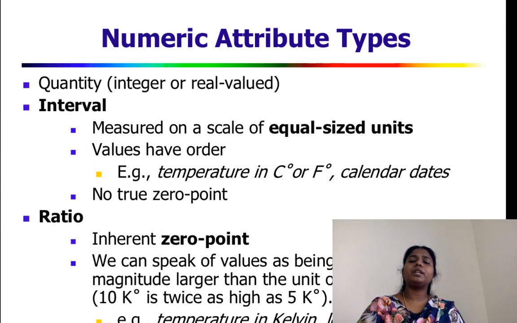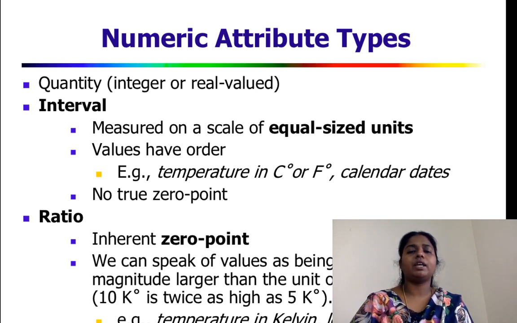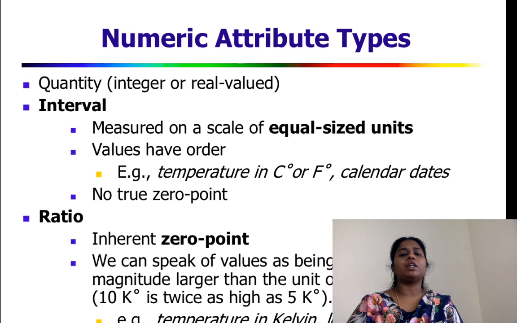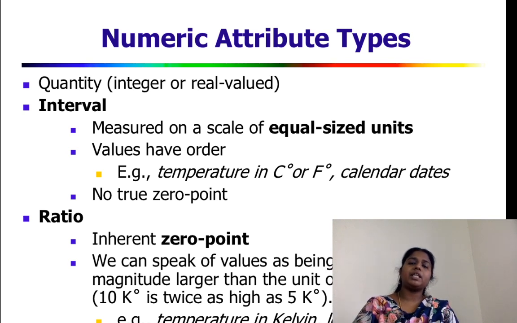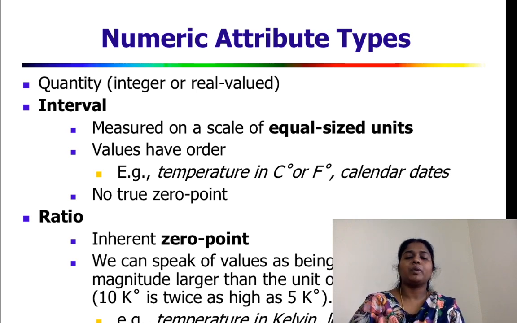Then you have different types of numeric values. The first one is called an interval scaled value, which means all the values are integer or real valued and they are measured in equal sized units. Such a variable is called an interval scaled variable.